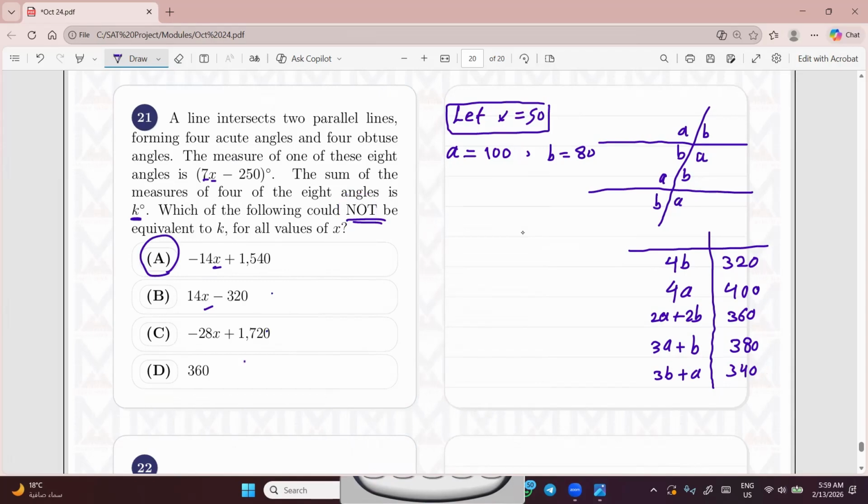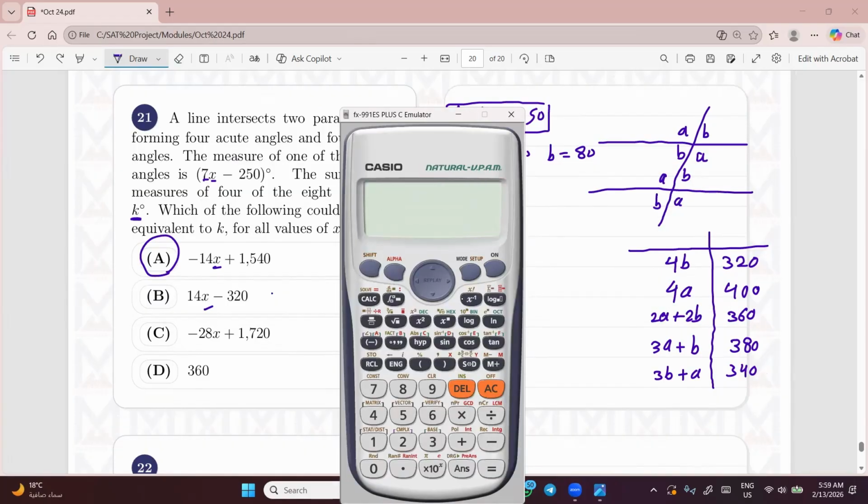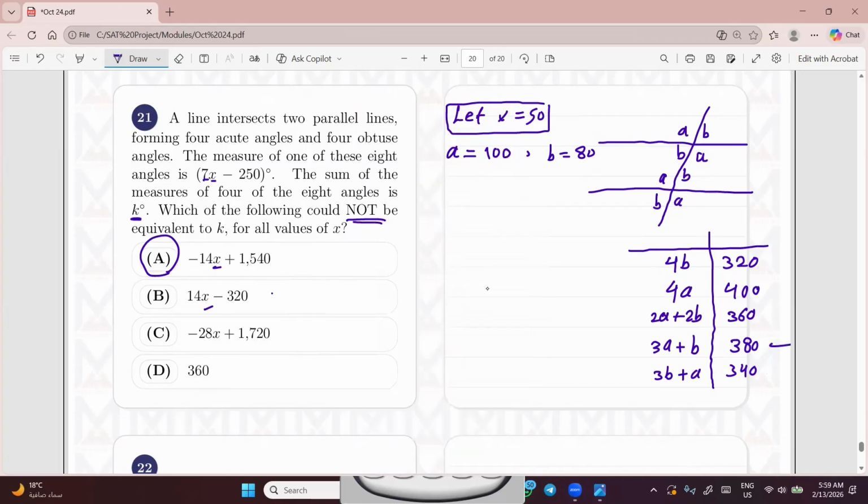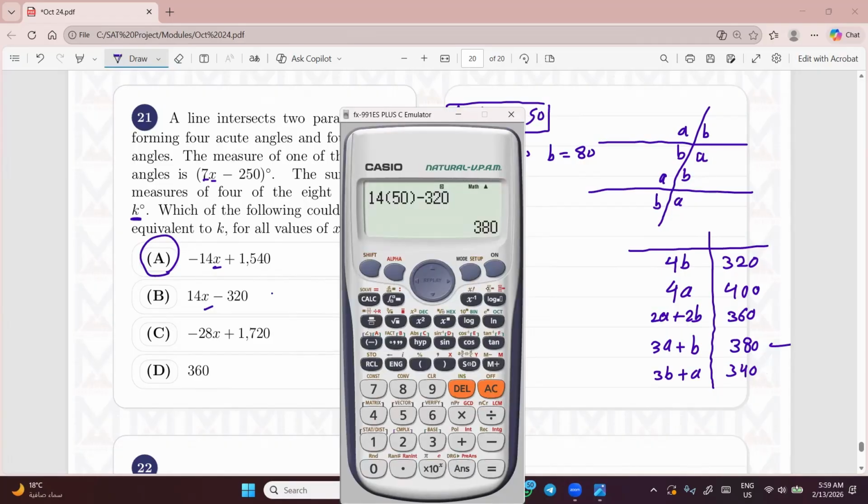What about the other options? They are okay, because let's try them all. 14x minus 320. Let's try it. 14x, and x here is, as we mentioned, 50, minus 320. You get the answer 380, which is mentioned here. Let's try letter C, negative 28x. Instead of x, we write 50 again, plus 1720, and you get the answer 320. It's already mentioned here.